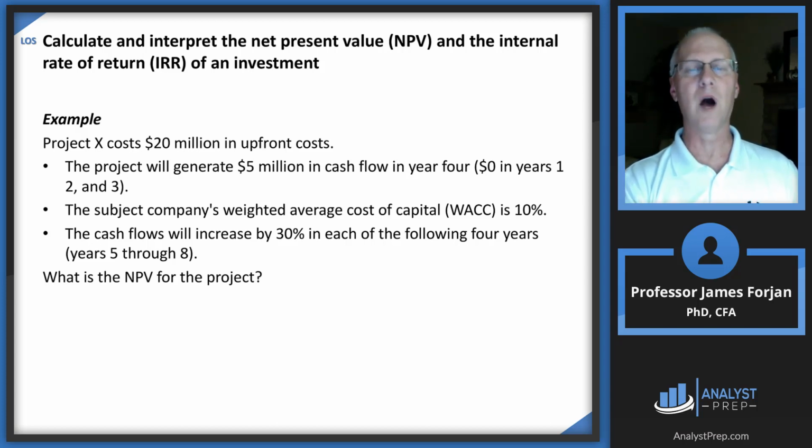Now, this is not too odd. Sometimes it takes firms a year or 2 before the product line can be introduced. In this example, we're just saying that it's more than 1 or 2 years. Weighted average cost of capital, 10%. What is the net present value for this project?